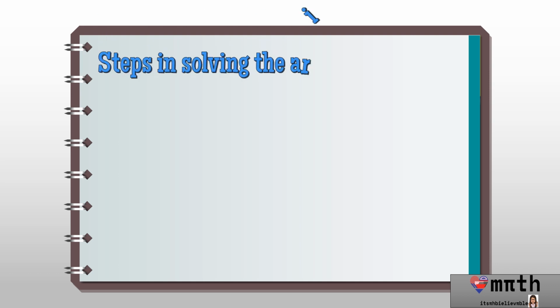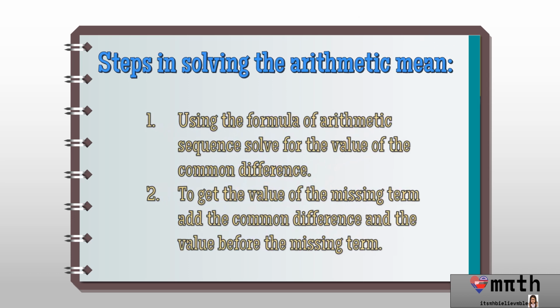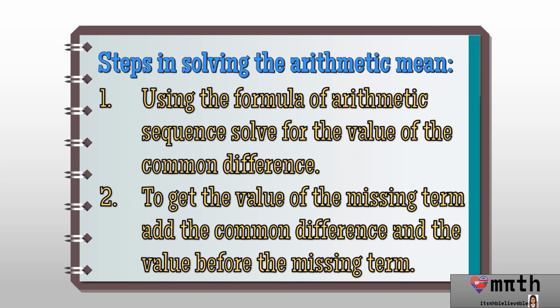Before we have an example, let us read first the steps in solving the arithmetic means. For number 1, using the formula of arithmetic sequence, solve for the value of the common difference. For number 2, to get the value of the missing term, add the common difference and the value before the missing term.